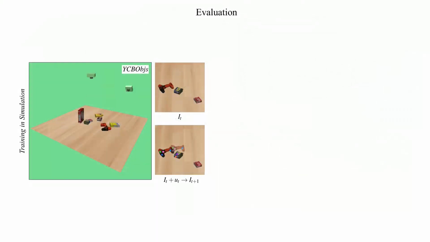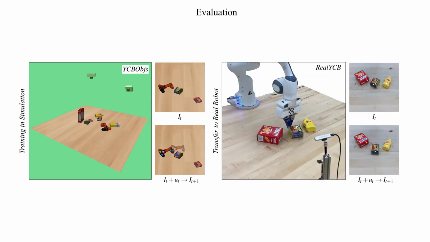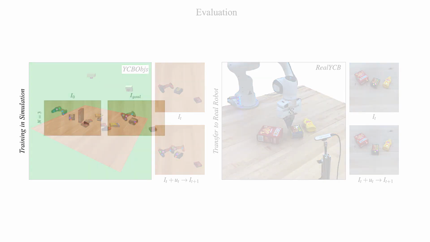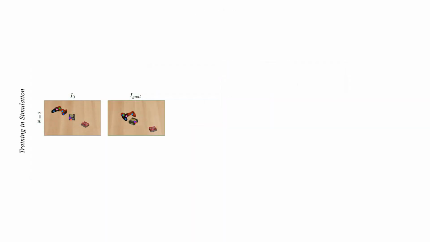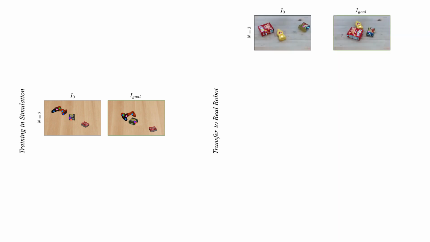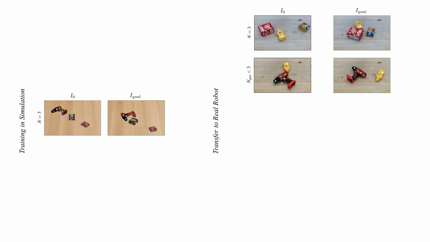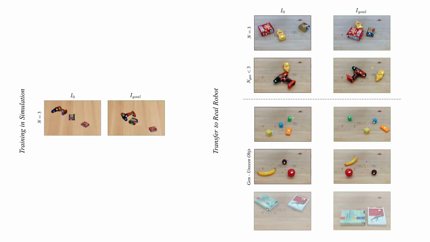As a part of our evaluations, we train KINet in simulation by generating random episodes of point-to-point pushing manipulation. We then transfer the learned model from the simulation to the real setting. Specifically, we train KINet using a random subset of 3 YCB objects in simulation and evaluate real robot performance for several different cases, including a similar number of objects, a different number of objects, and extreme out-of-distribution novel objects.